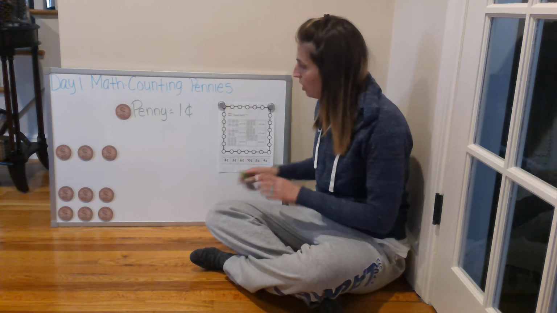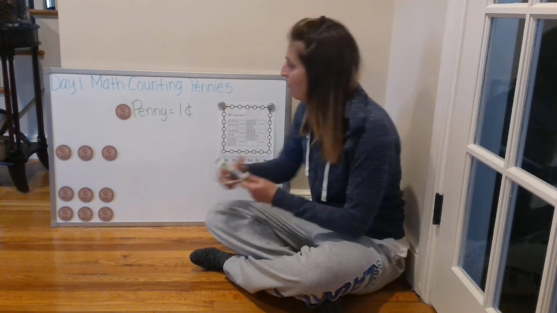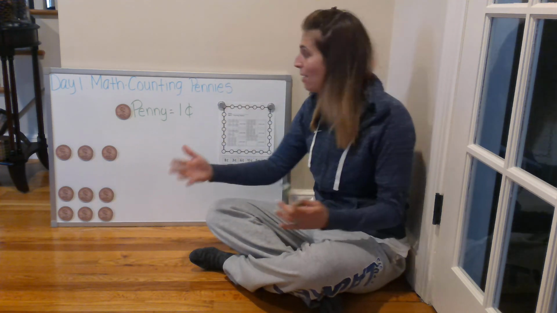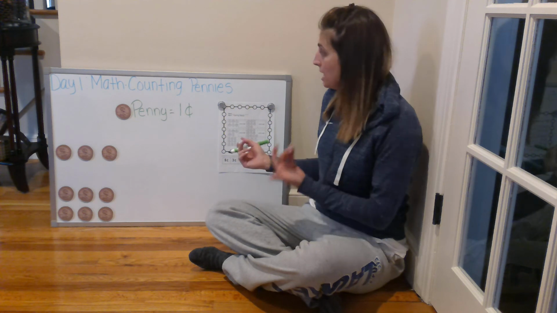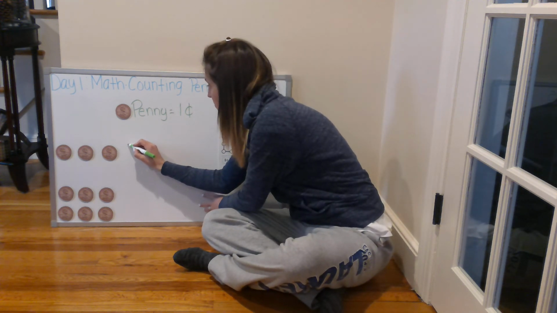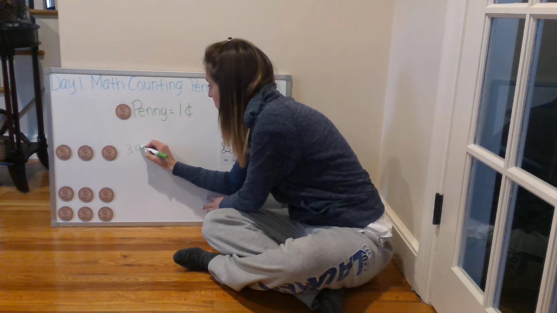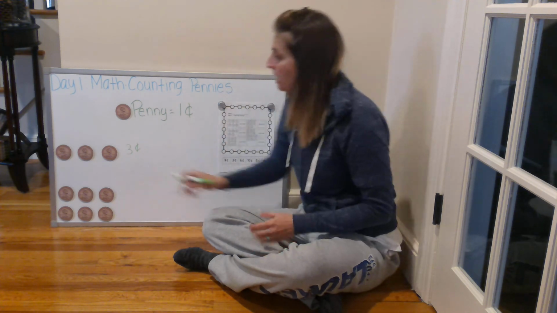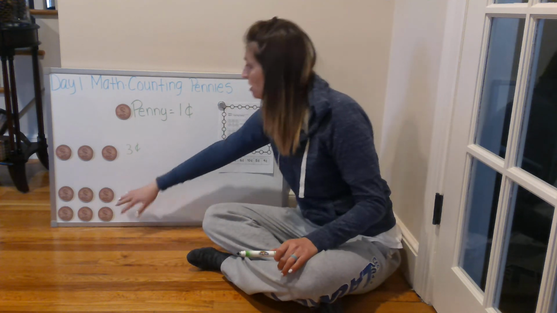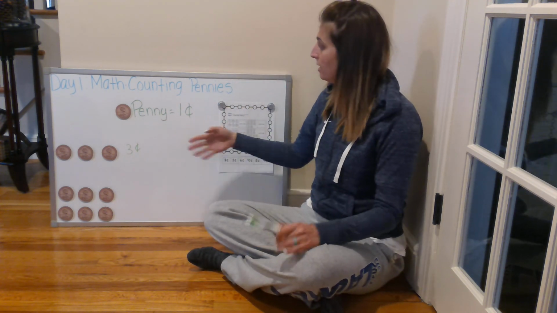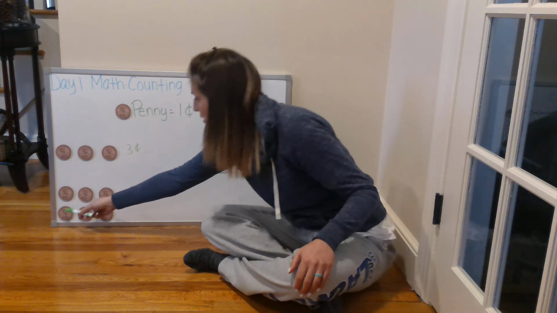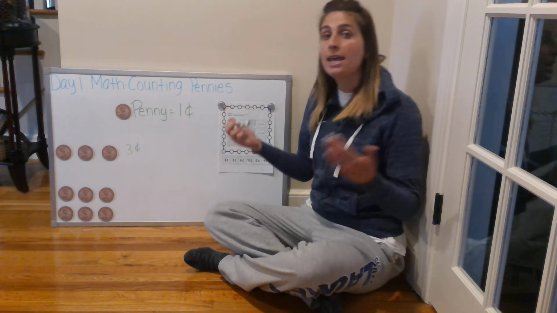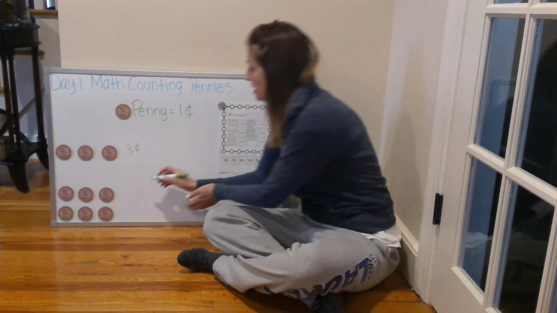So for example, if I look at this problem here, I have 3 pennies. So counting by ones, I have 1, 2, 3. 3 pennies equal 3 cents. Same thing here. I'm going to count this group of pennies. A penny is worth 1 cent. So how many pennies do I have? 1, 2, 3, 4, 5, 6. 6 pennies equals 6 cents.